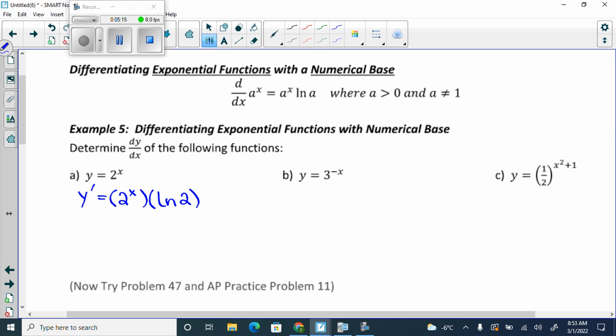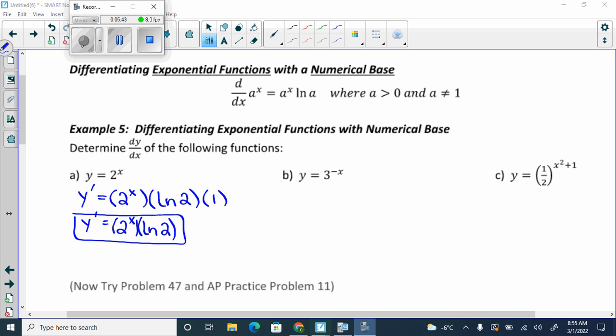And then what do we have to multiply by? The derivative of the exponent, which is 1, which I didn't have to write, but I'm proving a point. So when you do these, there should be 3 chains in this little link. So it would just be 2 to the x ln 2. Or sometimes it's ln 2 times 2 to the x, whatever, it's the same thing. You don't have to put the brackets, but I'm going to. Okay, you try B and C.